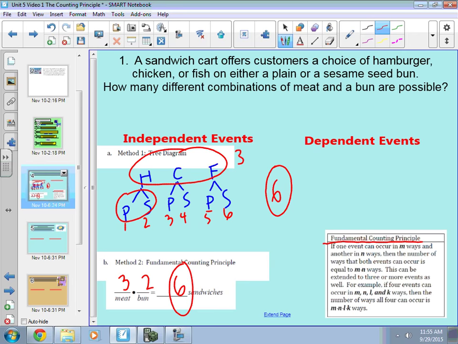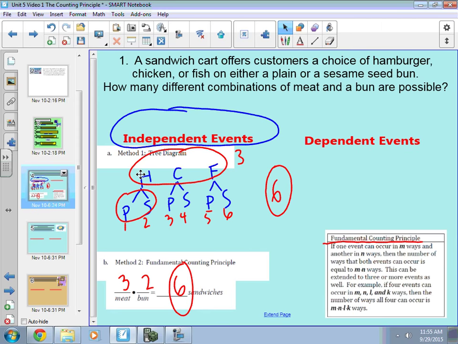Okay. Also, we want to be able to answer: is choosing meat and a bun here an independent or dependent event? If you choose a certain one like chicken, do you have to choose a certain kind of bun? No, these are totally separate things. Choosing your meat and choosing your bun don't have anything to do with each other. We would say this is an independent event. The choices of each are separate from one another.